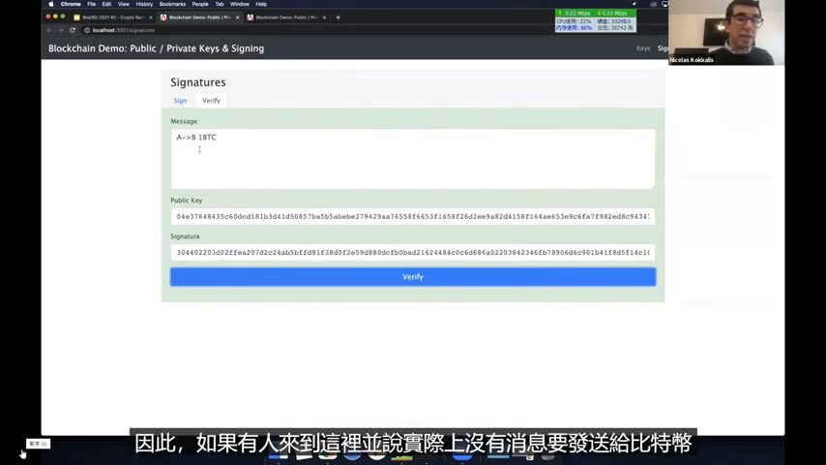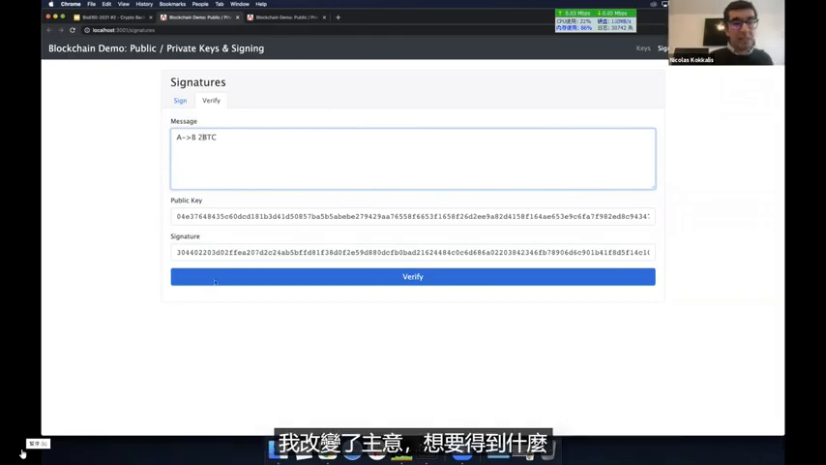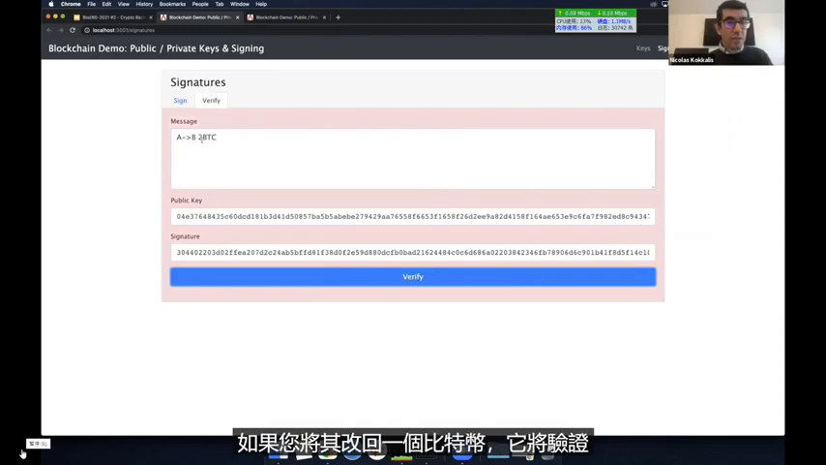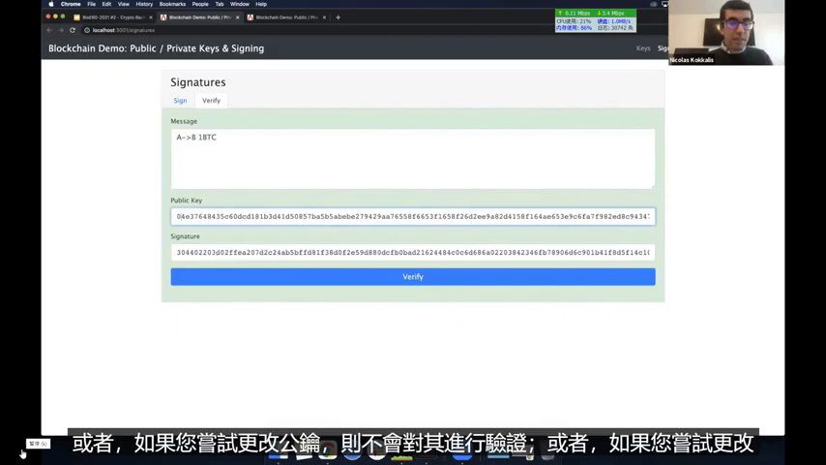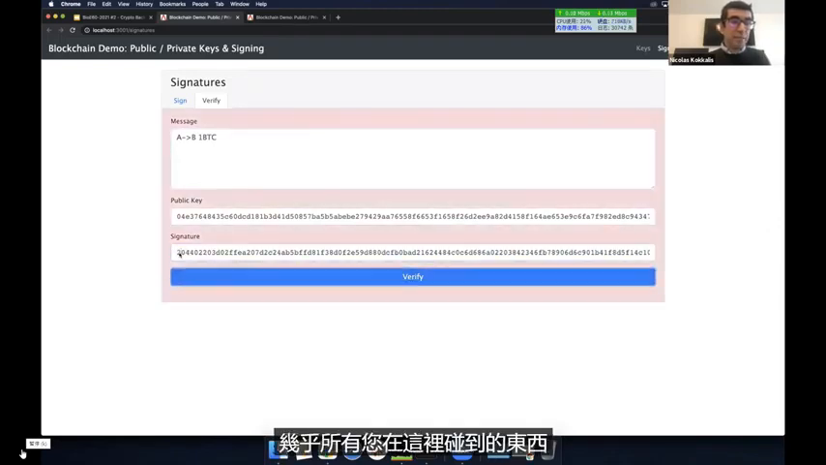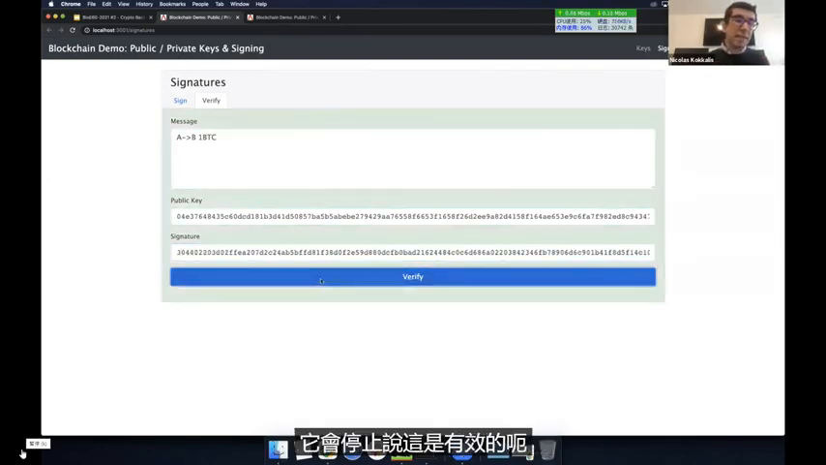If anyone came here and said, no, actually the message was 2 Bitcoin, I changed my mind about what I want to receive, then that doesn't verify. And this is pretty much all the magic. If you change this back to 1 Bitcoin, it verifies. Or if you try to change the public key, it doesn't verify. Or if you try to change the signature, it doesn't verify. Pretty much anything you touch here, it's going to stop saying this is a valid signature.